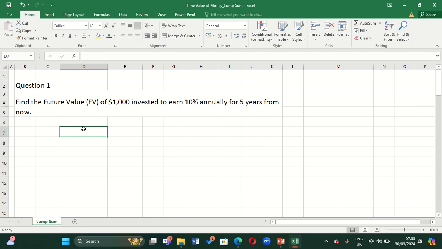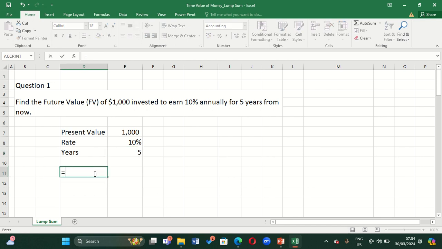So before we proceed to the formula, we need to identify our parameters. The first one is present value. Present value is 1000. Then we have our rate to be 10%. Then we have the number of years to be 5. And what is the formula?